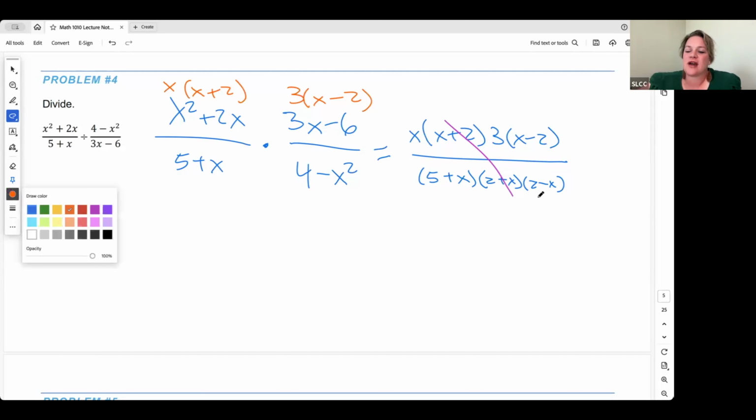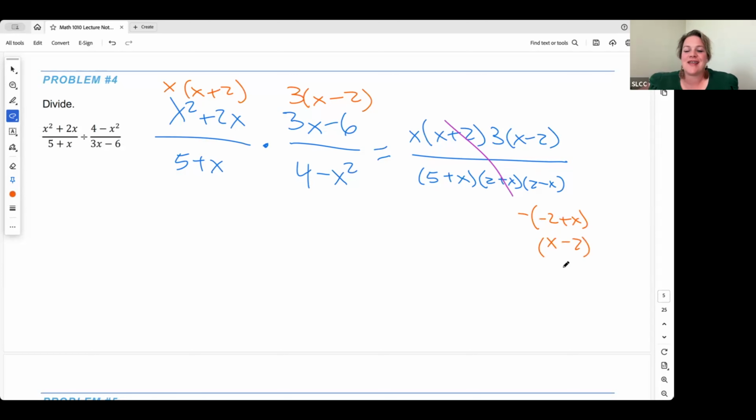What if I factored out a negative 1? Then this would be negative 2 plus x. And since addition is commutative, I could rewrite that as x minus 2. There you go. So factoring out a negative 1 is another little fun trick when you're trying to simplify rational expressions. So now the x minus 2 and x minus 2 does divide to 1.